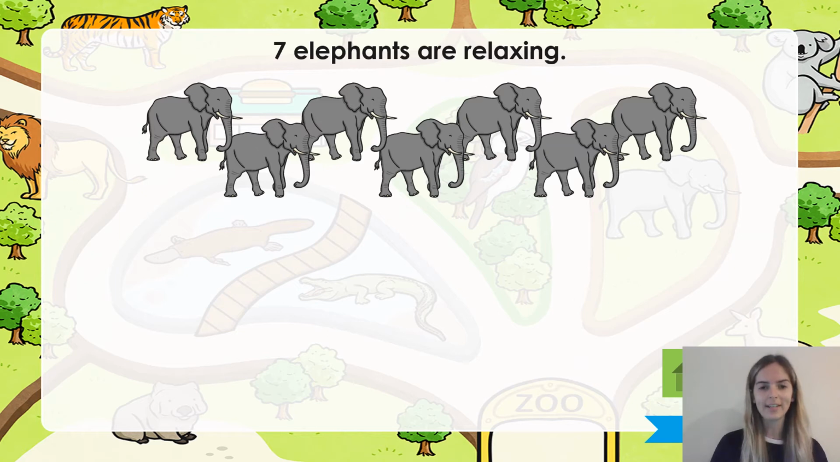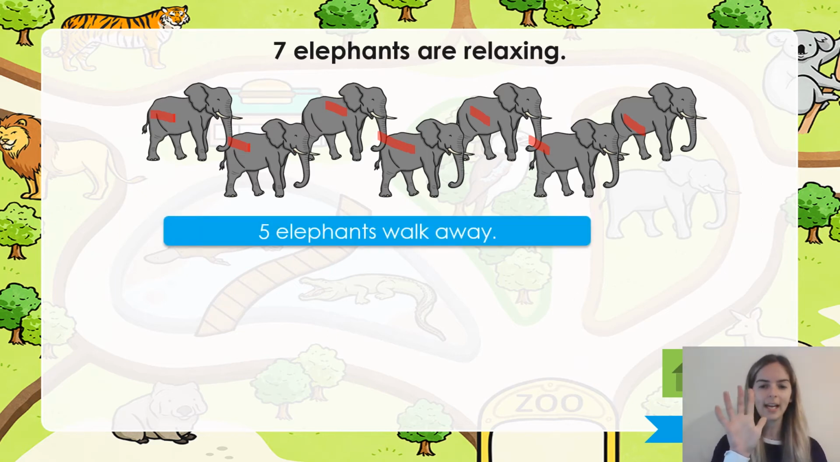7 elephants are relaxing. So let's count our total. 1, 2, 3, 4, 5, 6, 7. So draw your 7 elephants. You can use circles to represent your understanding. 5 elephants walk away. So now we'll cross out our 5 elephants. 1, 2, 3, 4, 5.